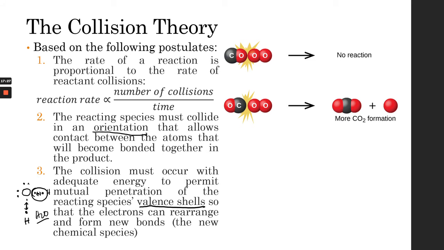So, for example, you have CO plus O2. This is the reaction. And you are creating CO2 plus oxygen. So, in order for you to create CO2, ang shape ng CO2 is something like this.